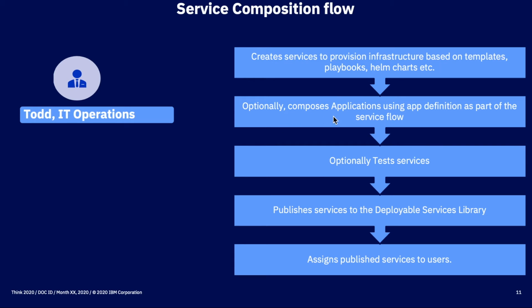Todd, the IT operations person, creates services to provision infrastructure based on templates, playbooks, Helm charts, etc. He can optionally compose applications using app definitions as part of the service flow. He may choose to test these services, and once he is satisfied that the services are functioning as per his requirements, he will publish these services into the deployable services library and assign them to users based on their role-based access control.